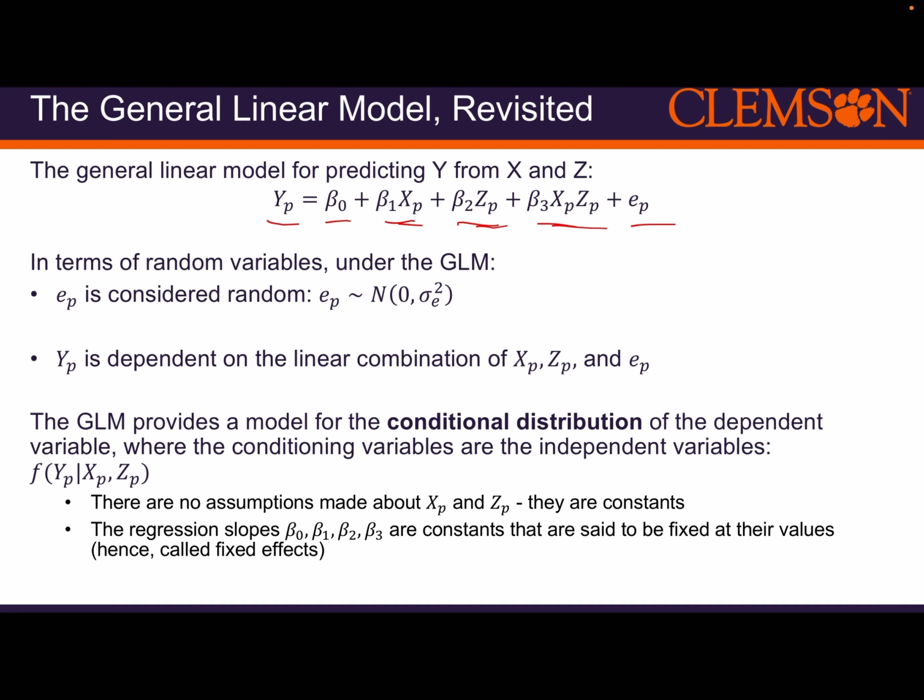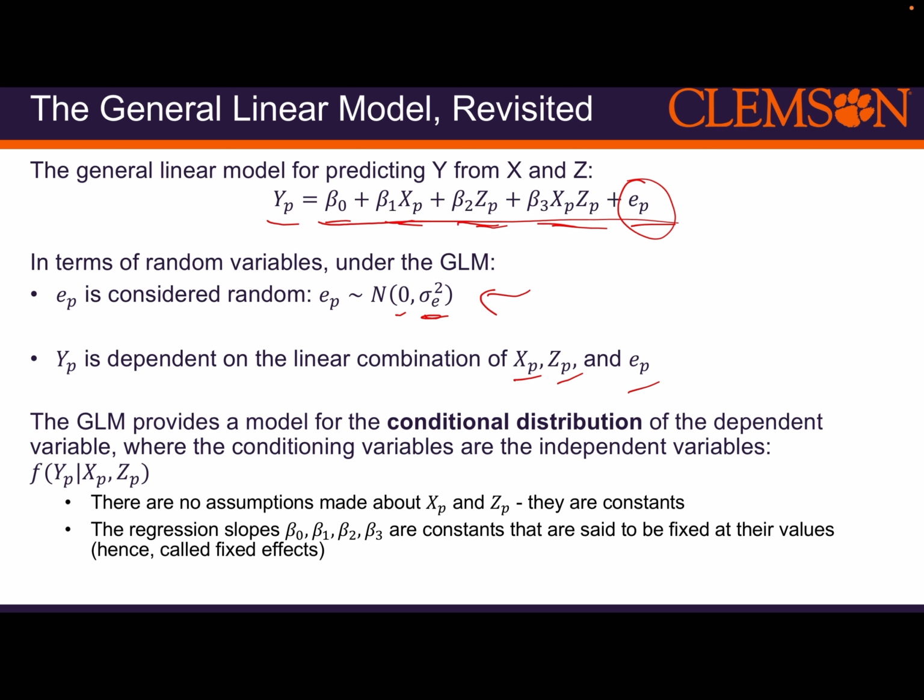Now, in a general linear model, we make an assumption about error that it follows a normal distribution. It's actually independent and identically distributed from a normal distribution with a mean of 0 and some residual variance, sigma squared e. Y is dependent then on the linear combination of x, z, and e. This whole right-hand side is a linear combination using the terms from this lecture.